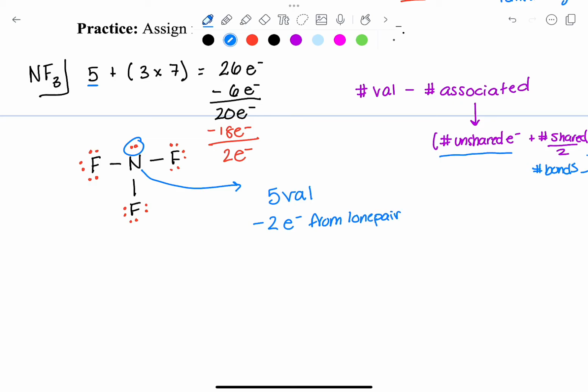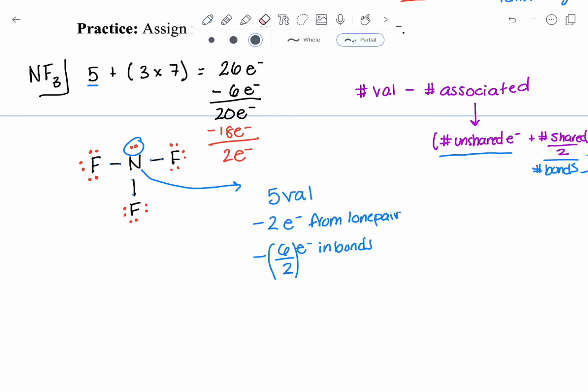And next up, I'm going to subtract off my number of shared electrons divided by 2. So nitrogen has 1, 2, 3, 4, 5, 6 electrons, and I'm going to divide that by 2. So 6 electrons in bonds, which we're going to divide by 2. So we know 6 divided by 2 is going to be equal to 3. Okay, we can simplify that to 3. You could also see this as it has 1, 2, 3 bonds.